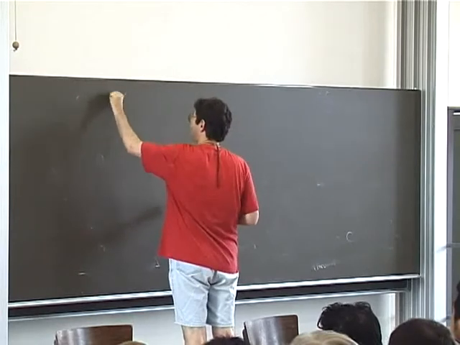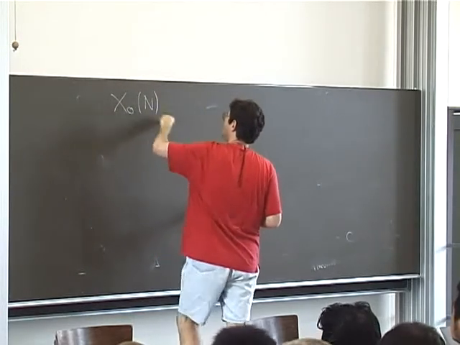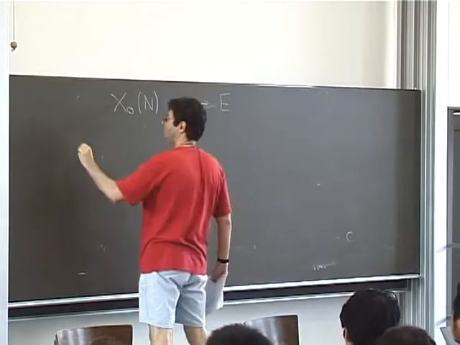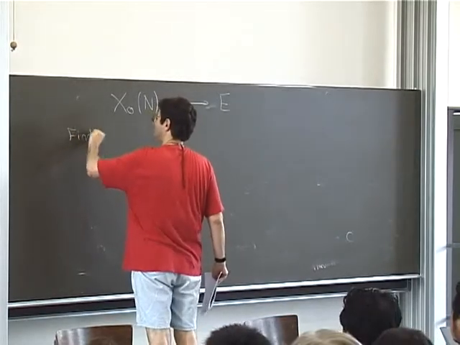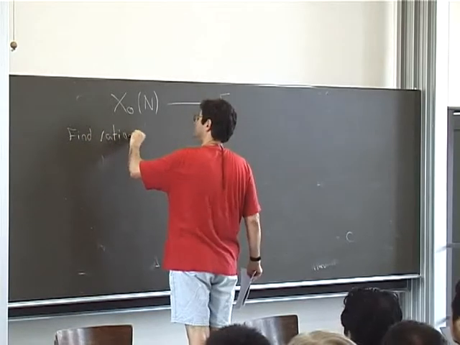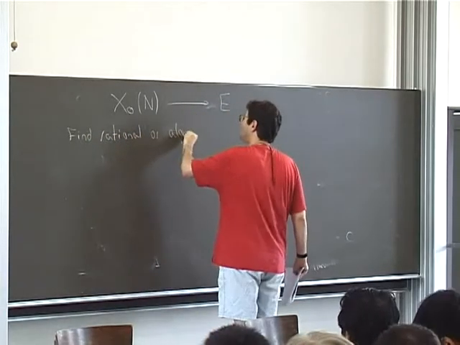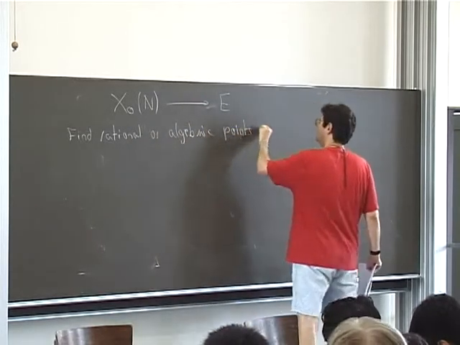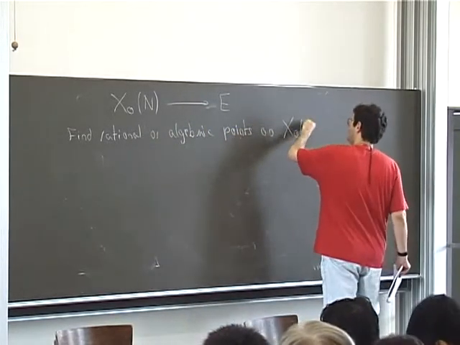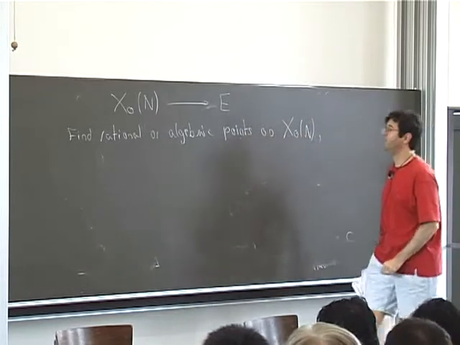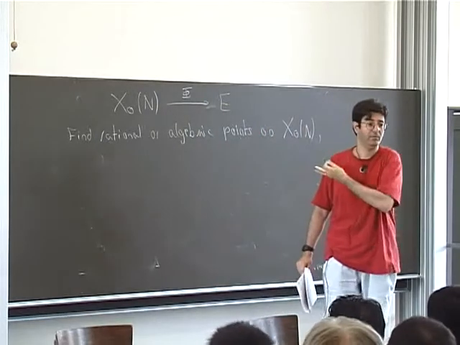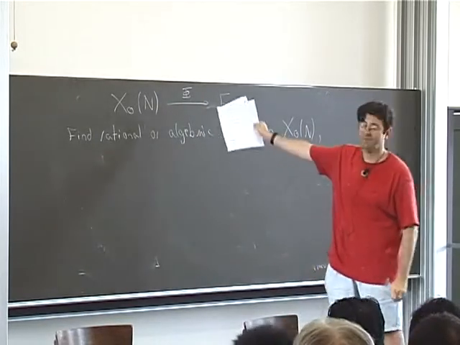But anyway, you still try to do this. You look at X_0(N), map to E, and the question is to find rational or algebraic points on the modular curve X_0(N). And these would give rise to algebraic points on the elliptic curve by virtue of the fact that this phi is defined over the rationals.